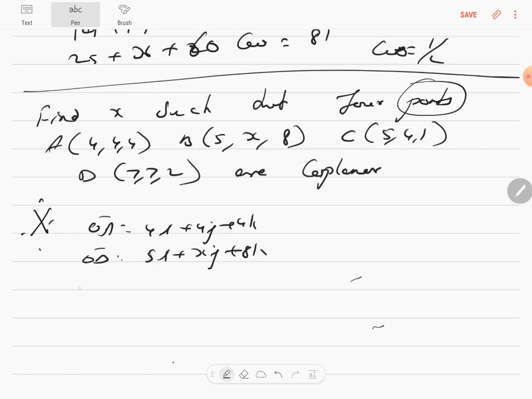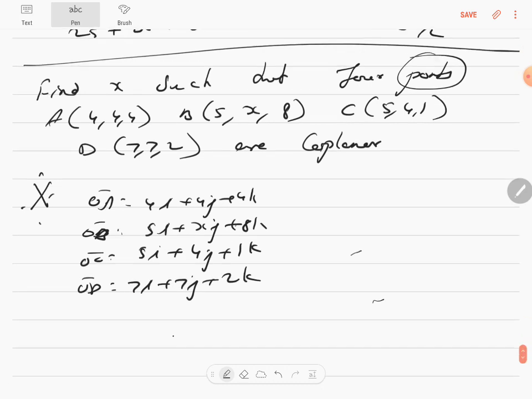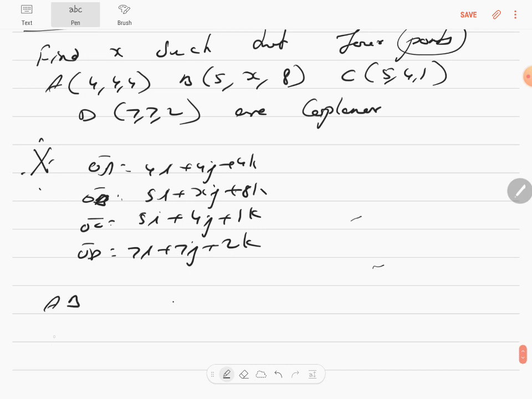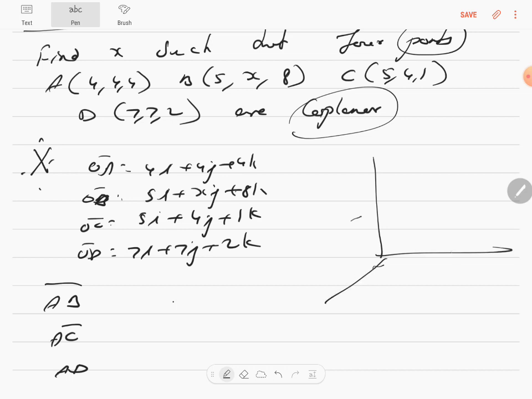What is the OC vector? It is 5i plus 4j plus 1k. And then what is it? OD vector is 7i plus 7j plus 2k. You need AB, AC and AD necessarily. AB, AC and AD. For coplanar, I am talking about a parallelepiped volume, which will all be OA, OB and OC. You can't do so if this is A, it's AB, AC and AD.